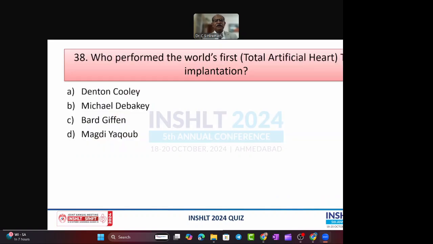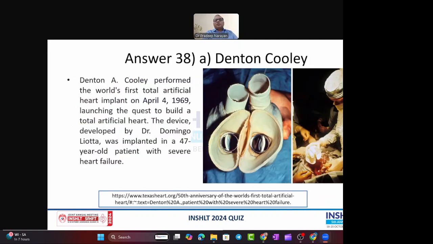Who performed the world's first total artificial heart? Yeah, so if any answer in cardiac surgery you don't know, you should always say Denton Cooley, and it is Denton Cooley. So there is nothing much to say. It was done in 1969, way back, almost 56 years ago. Which was a place, sir, in Texas? Where was it? Houston. It was Houston. Yeah, at that time he was in Houston.